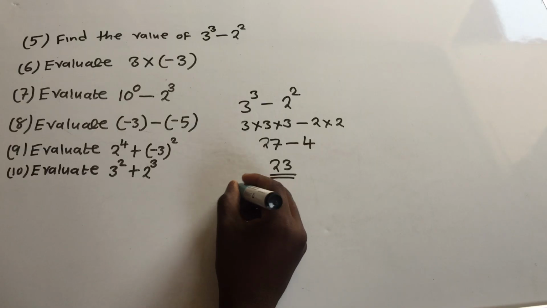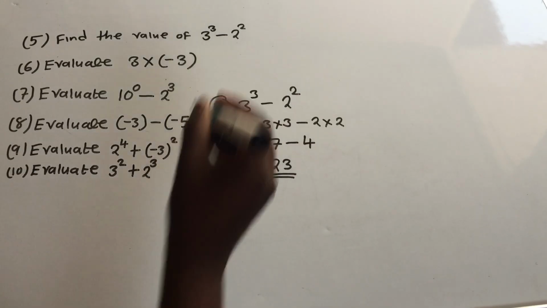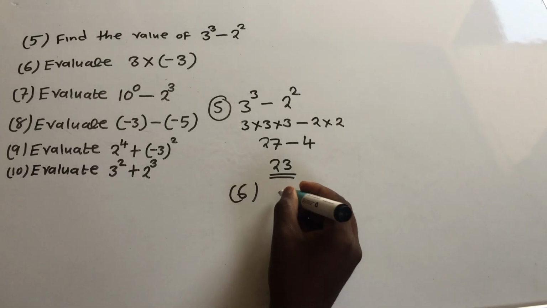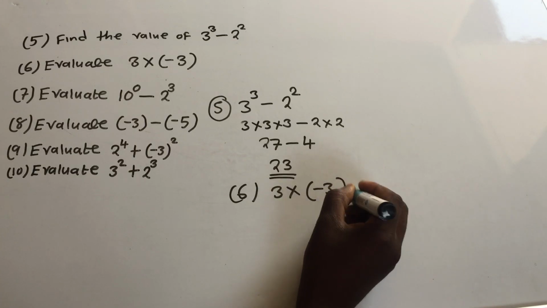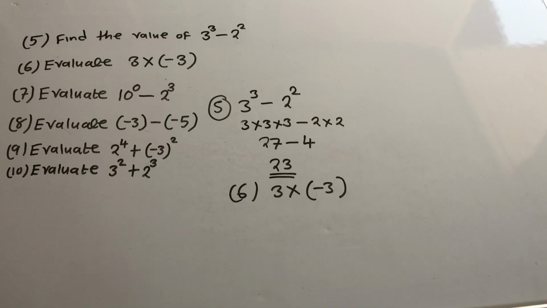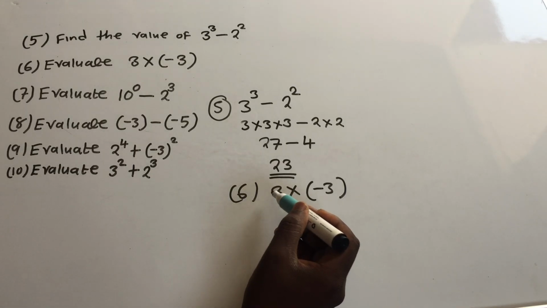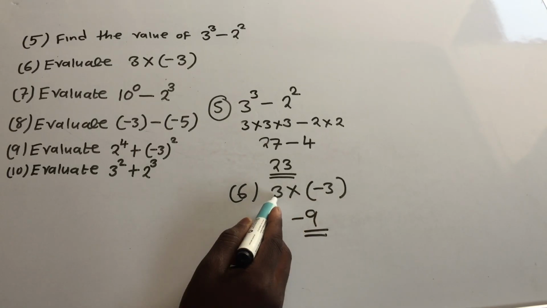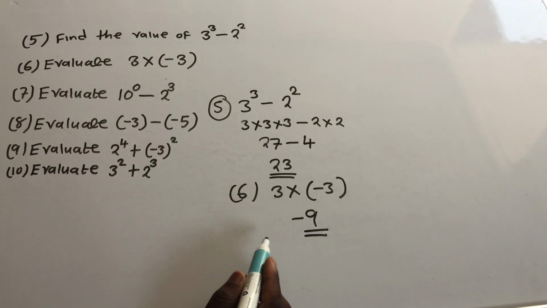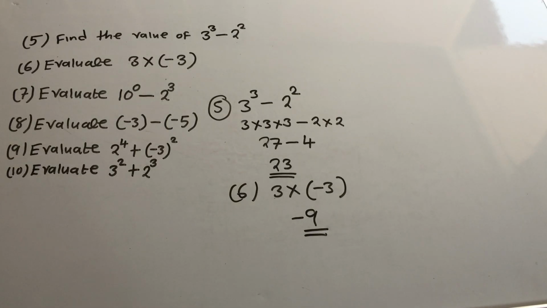We come to number 6. Number 6 reads as, evaluate 3 times open negative 3. Here you have to be careful. Since there was no sign in front of the 3, it is a positive. Positive times negative gives a negative, so you maintain the negative sign. Positive 3 times negative 3 is negative 9. That's all.